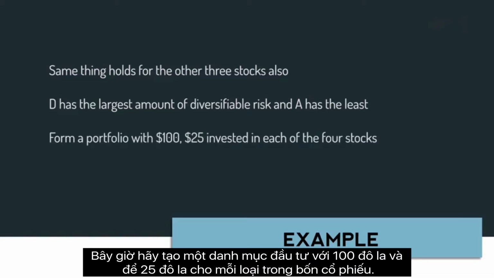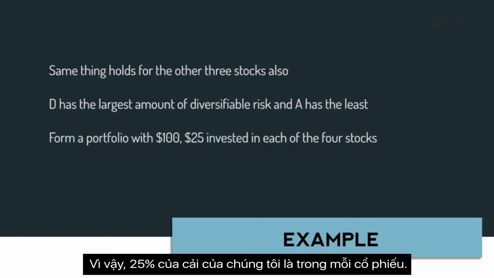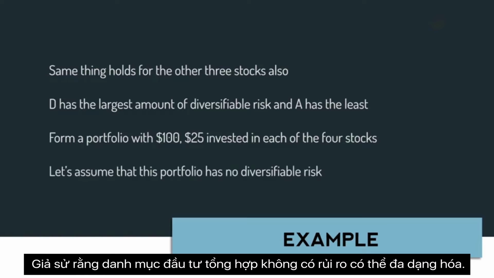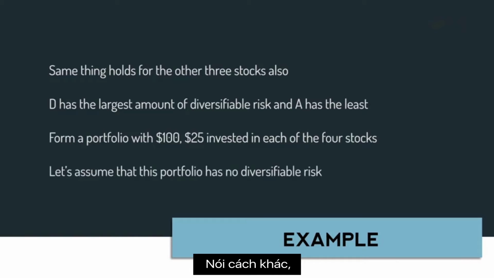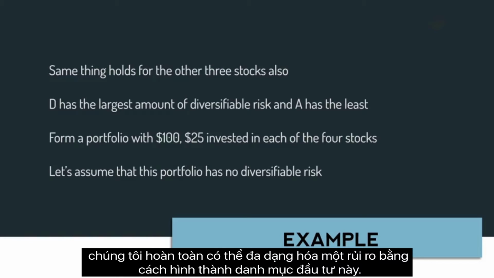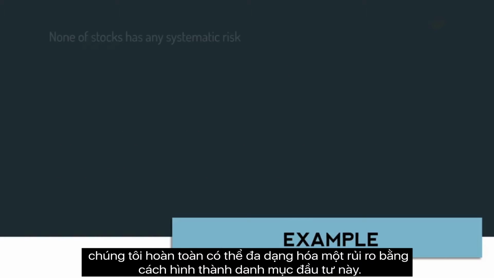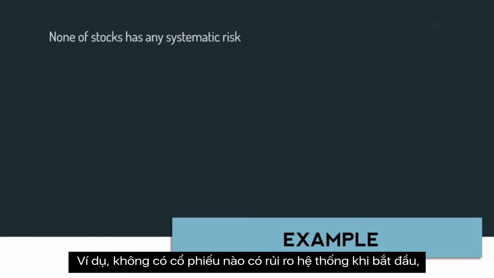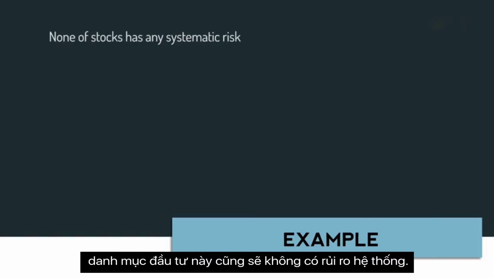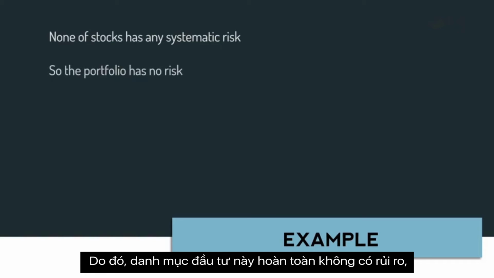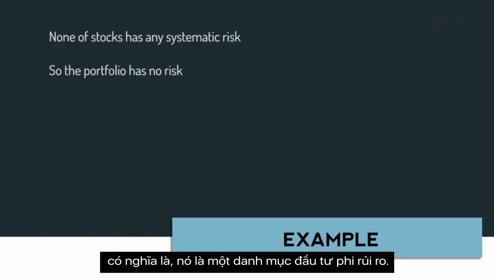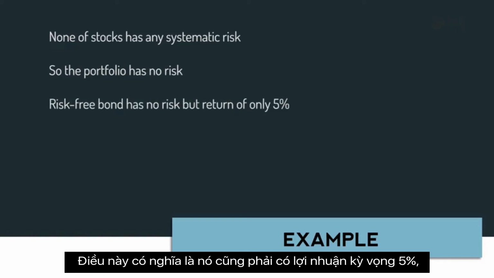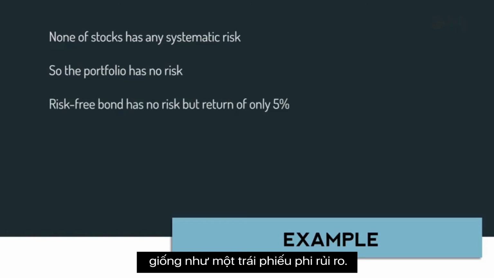Now let's form a portfolio with $100 and put $25 in each of the 4 stocks. So 25% of our wealth is in each of these stocks. Let's assume that the resultant portfolio has no diversifiable risk. In other words, we are able to completely diversify away our risk by forming this portfolio. Further, since none of the stocks had any systematic risk to begin with, this portfolio will also have no systematic risk. Consequently, this portfolio has absolutely no risk, that is, it is a risk-free portfolio. This means that it should also have a 5% expected return, the same as the risk-free bond.